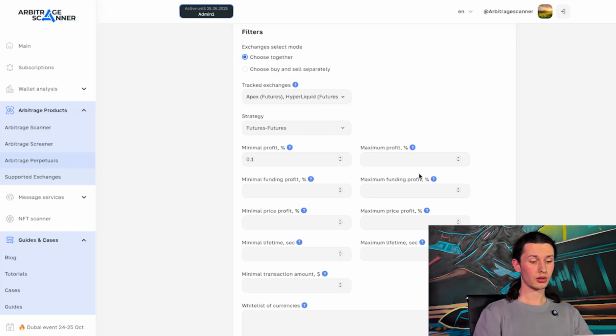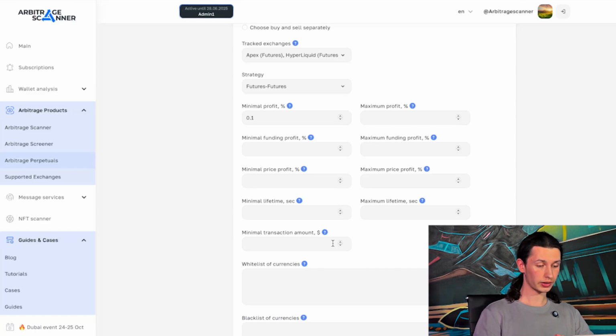If you want, you can also set up the maximum profit and also maximum and minimal funding profit and the prices profit separately. Then there are other filters like lifetime, which are basically the same that you have on the Telegram screener, and minimal transaction amount. I would go for something low like $200, for example.